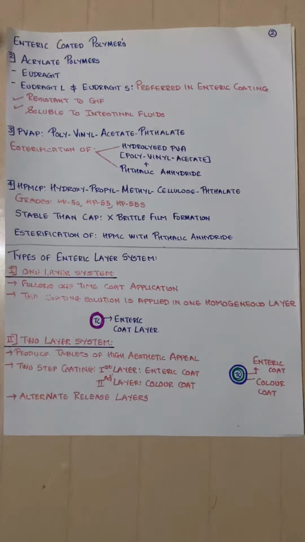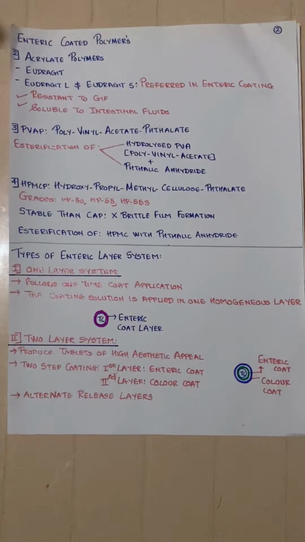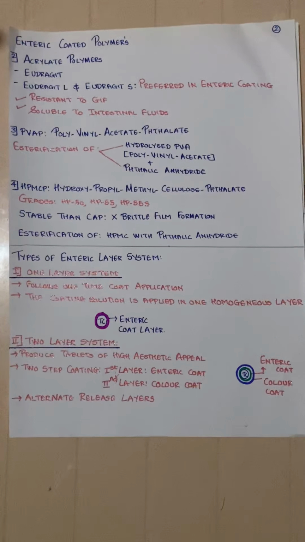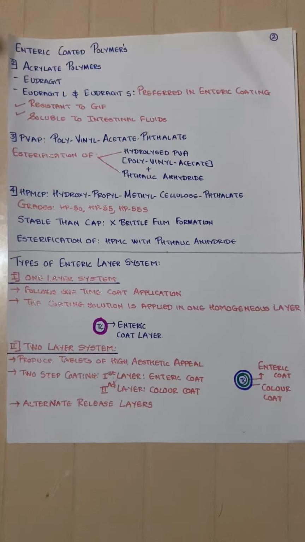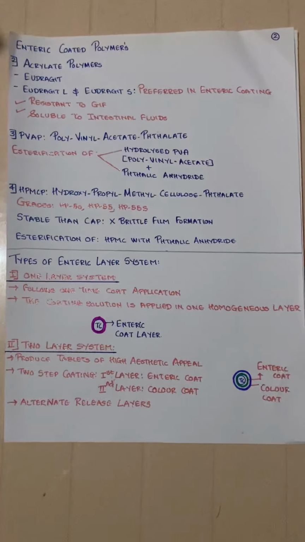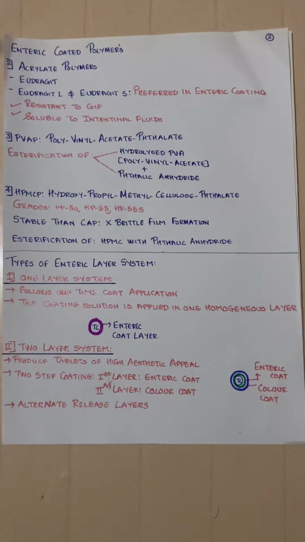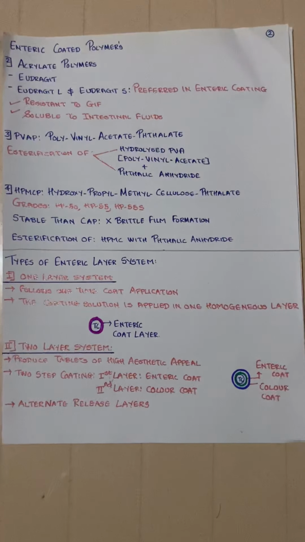The second type of enteric coated polymers to be studied are called acrylates. They are also commonly called Eudragit. Eudragit L and Eudragit S are the more preferred to produce enteric coated tablets, for the core reason that they are resistant to the gastrointestinal fluid and they are extremely permeable to the intestinal fluid compartment.